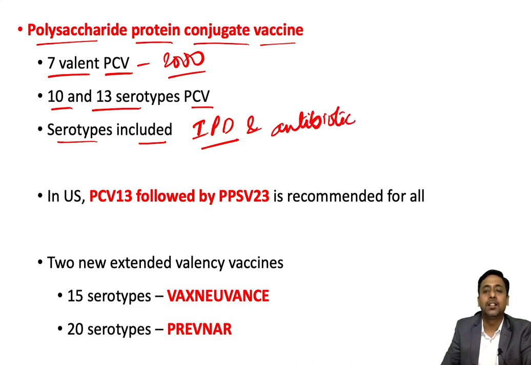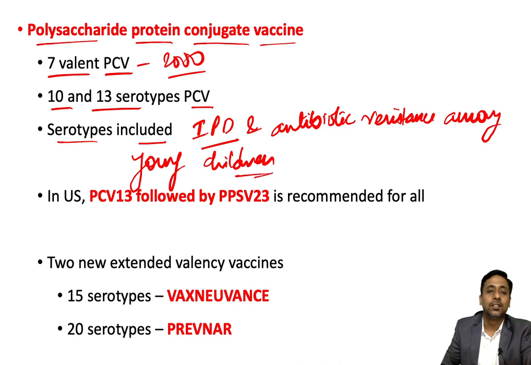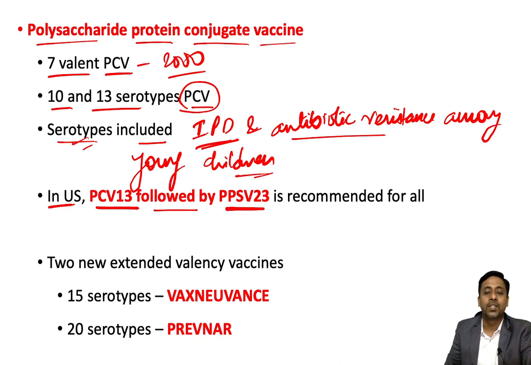antibiotic resistance among young children. So these vaccines include those serotypes which cause invasive infections and antibiotic resistance, especially among young patients. Okay, in US this PCV 13 is followed by PPSV 23, that is the polysaccharide vaccine, for all immunocompromised adults and children.